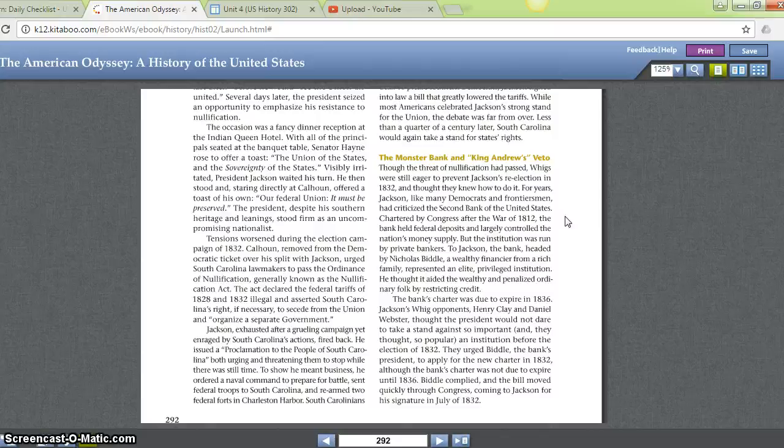To Jackson, the bank, headed by Nicholas Biddle, a wealthy financier from a rich family, represented an elite, privileged institution. He thought it aided the wealthy and penalized ordinary folk by restricting credit. The bank's charter was due to expire in 1836.